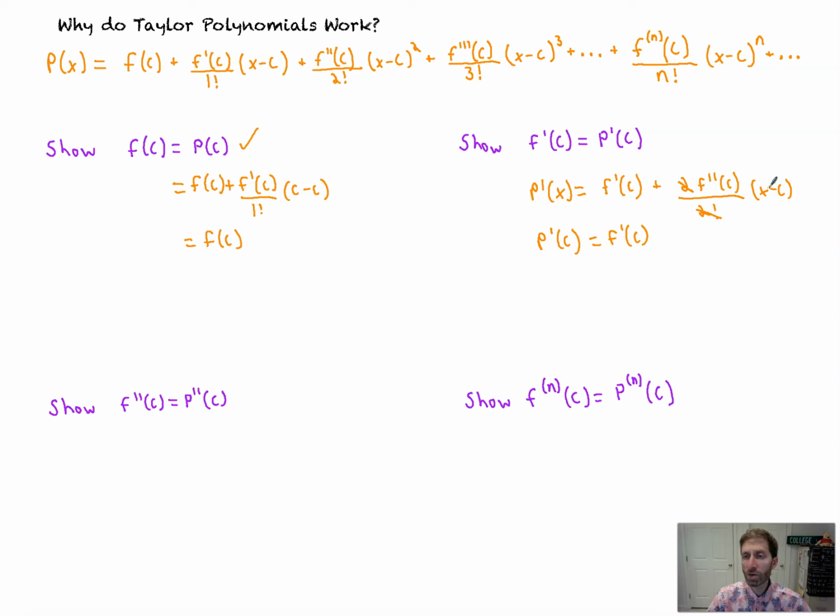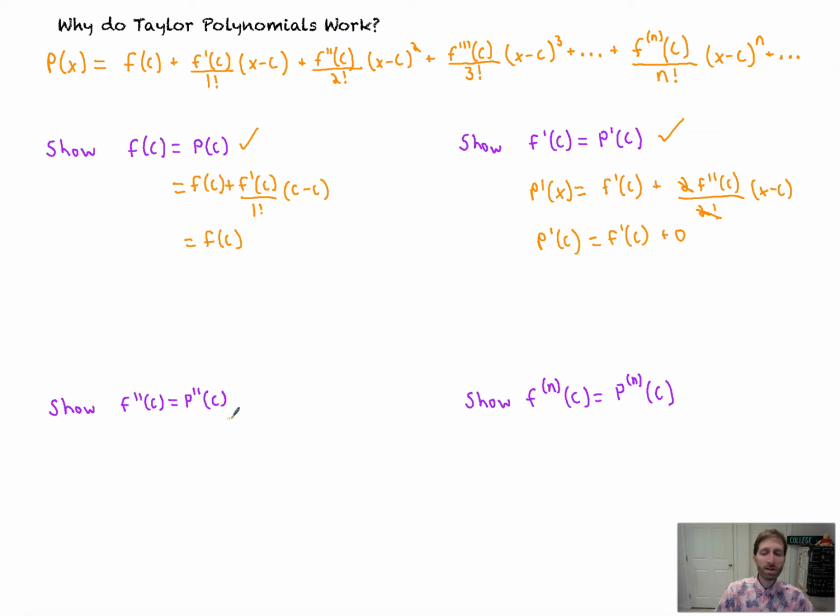When I plug c into this, we get 0, and every other term still has an x minus c term, because this 3 would have come out front with the derivative, leaving you with a 2, but it's still c minus c. So everything else zeroes out. So p prime of c equals f prime of c.